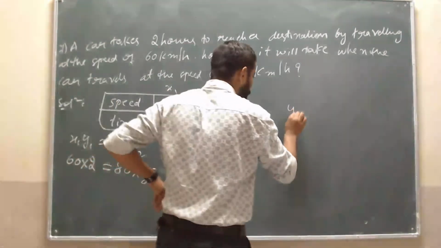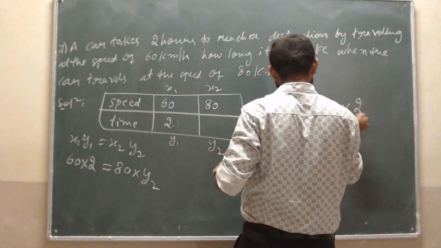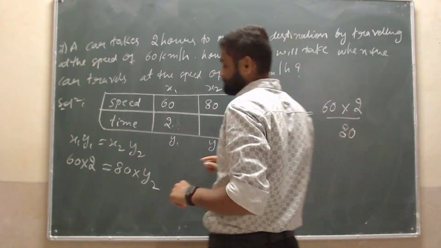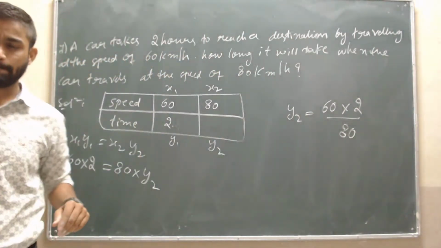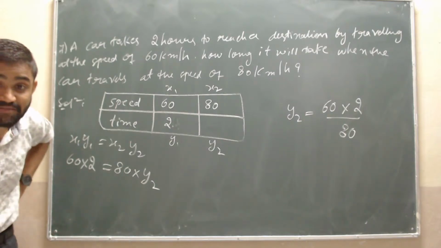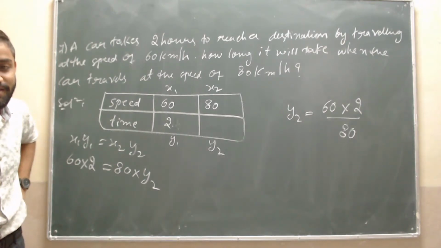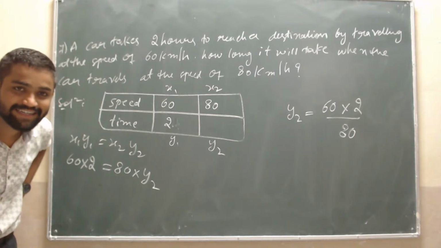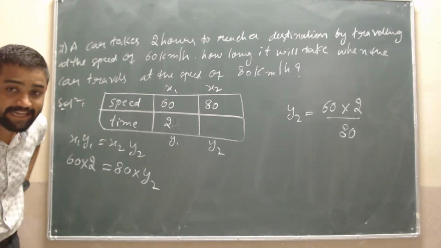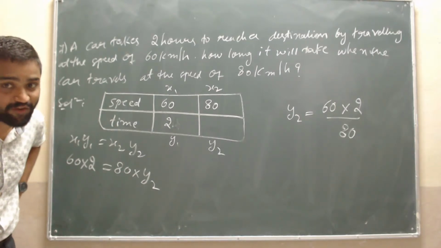Then the value of y2 is equal to 60 into 2 divided by 80. How much time will it take to reach the destination at 80 km per hour speed? Yes, Vaishnavi, 1.5 hours. Very good. What is meant by 1.5 hours? Can you tell me? Very good, Pragna and Bharat, that is 1.5 hours.